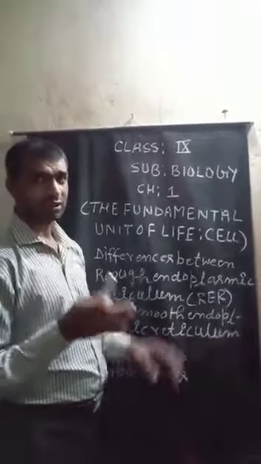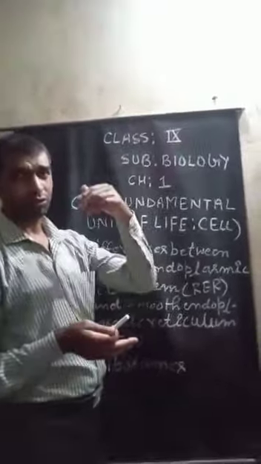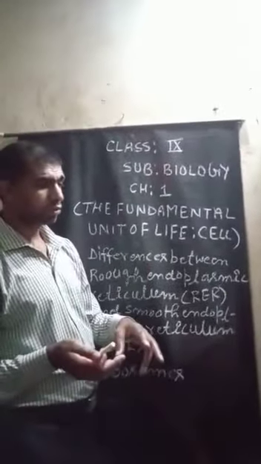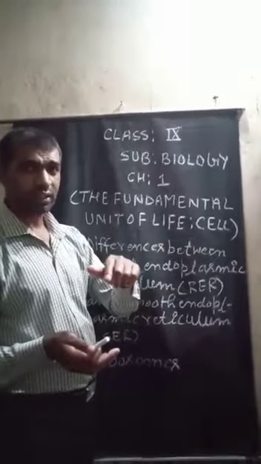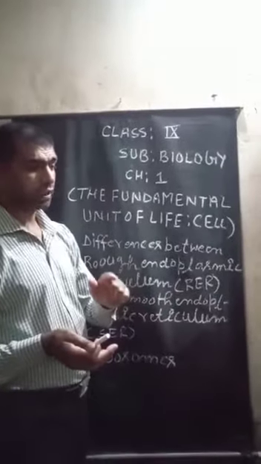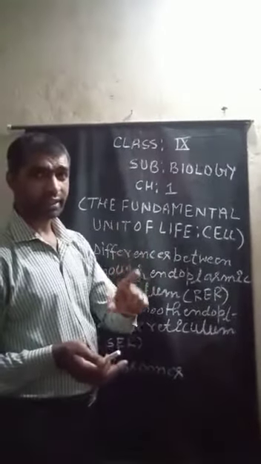Once again, I am going to repeat this point. Rough endoplasmic reticulum consists of cisternae and smooth endoplasmic reticulum consists of tubules and vesicles.